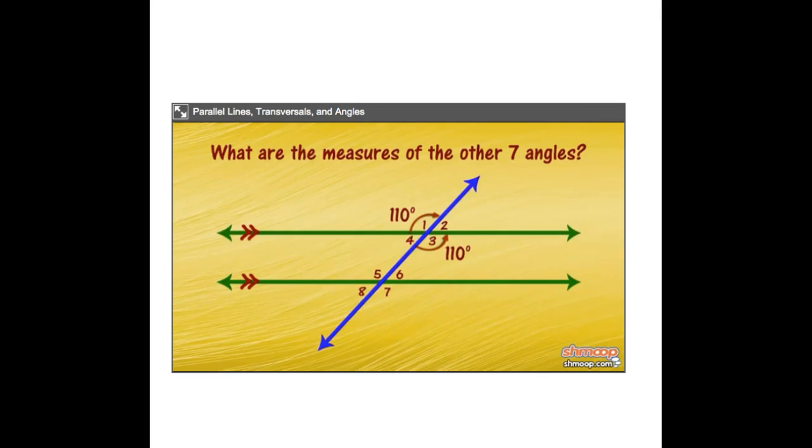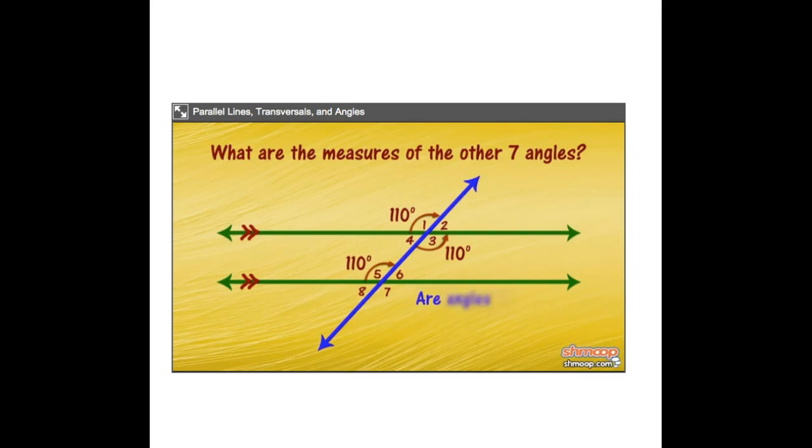It also helps to know that corresponding angles, or angles that are in the same position relative to the parallel lines and the transversal, are also congruent. In this case, the corresponding angle to angle 1 is angle 5. So angle 5 is also 110 degrees.